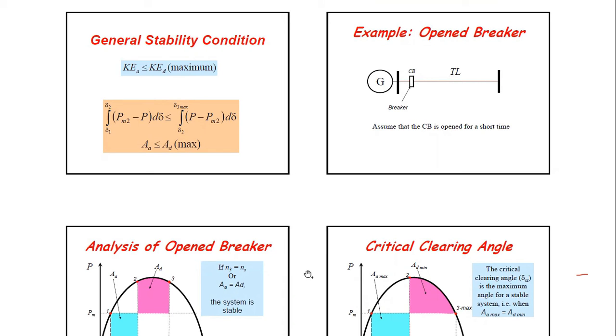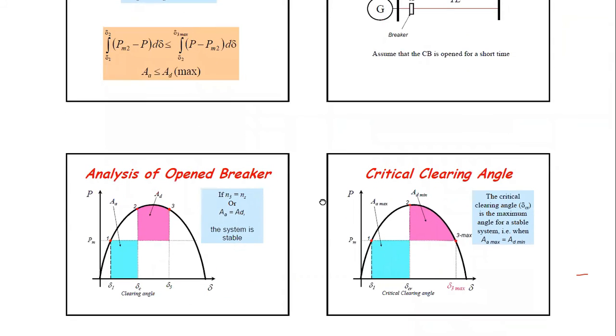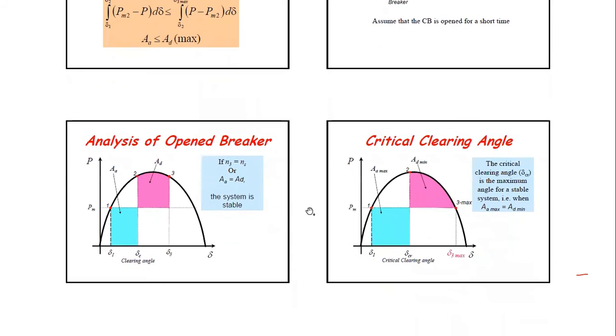through the transmission line. So when there is opening of a breaker, under this case also, when the acceleration area is greater than the deceleration area, then and only then the system can maintain its stability, else it will lose the stability. So when there is an opening of a breaker, let's see the sequence of events.